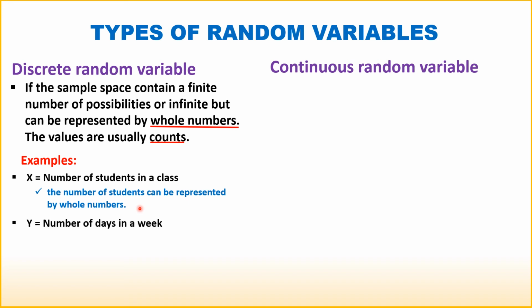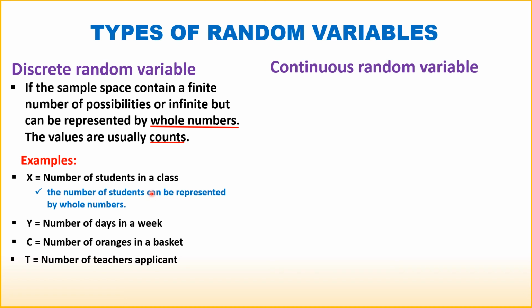Another example, Y, number of days in a week. C, number of oranges in a basket. T, number of teacher applicants, and D, number of boys in the family. So these are the examples of discrete random variables. They can be represented by whole numbers, and the values are usually counts.